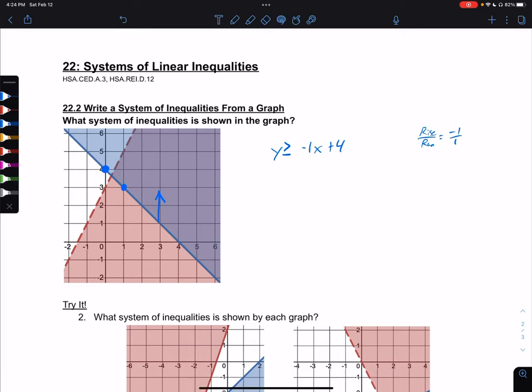So we'll just rewrite this a little bit neater, move that over. So we would wind up with y is greater than or equal to negative 1x plus 4 for our blue line, or blue inequality, we'll say.